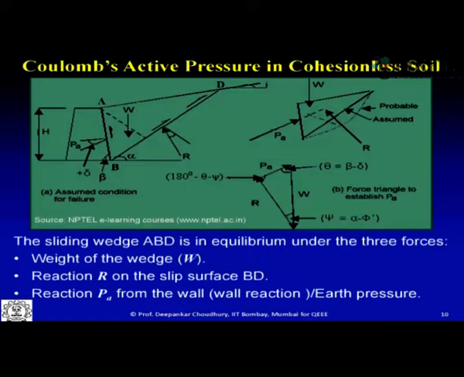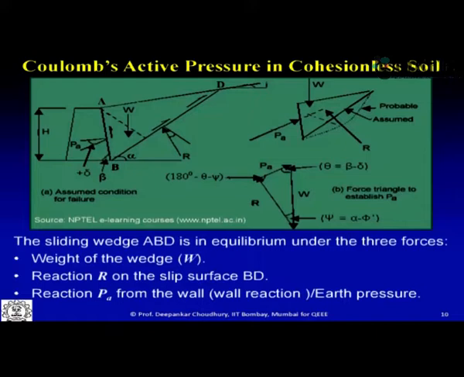Now what are the forces acting on this failure wedge? As Coulomb's analysis suggests, this is the failure wedge or failure block. That's why it is called Coulomb's wedge theory. ABD is the wedge. This wedge is failing with respect to the surrounding soil over here, and this is the wall portion. So there is a relative movement between this wall and the soil.